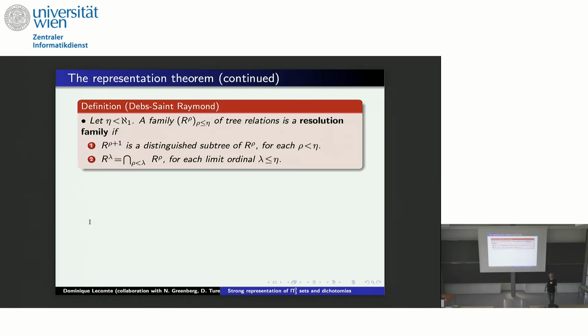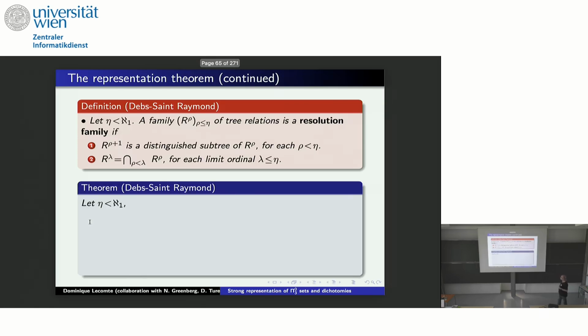Now we are able to state the representation theorem. So I will state it only for successor ordinals. There is also a version for limit ordinals, but it requires some uniformity, and then I don't want to get into this. Because we will mostly be interested in the case where eta equals 2.